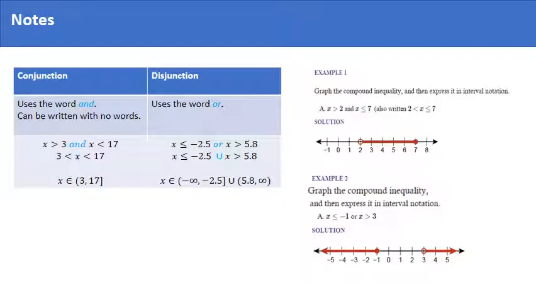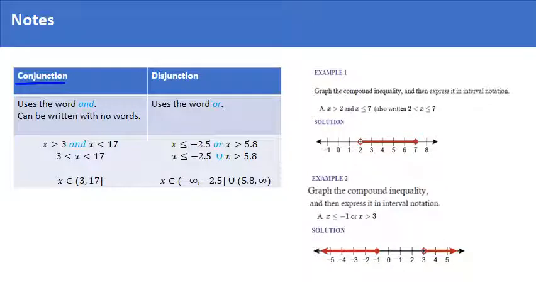Also keep in mind, whenever you are writing your intervals, you're going to use the words and or or. Now, if it's a conjunction, that means it goes together. Typically, those are bounded. So you're going to use the word and.